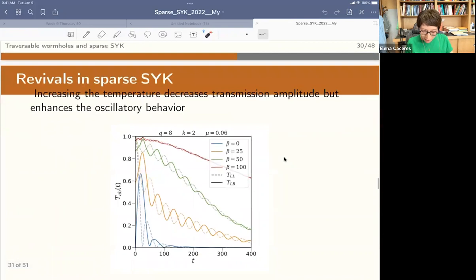So here are our results for sparse SYK. Again, this is Q equals 8, K equals 2, and different values of the temperature. This is the same idea, T left and T right. Now I have them in dashed and solid lines. So you see that we can see these oscillations. When one is up, the other one is down. They are dying in time, but we see the oscillations. So this was pretty cool.